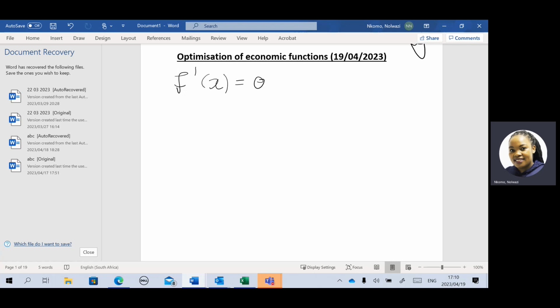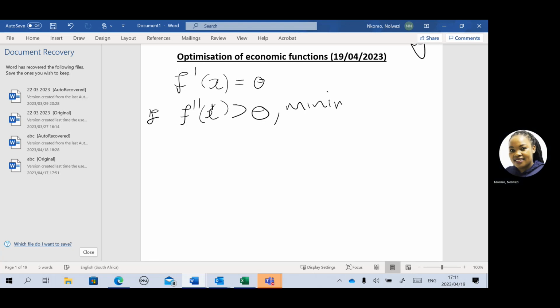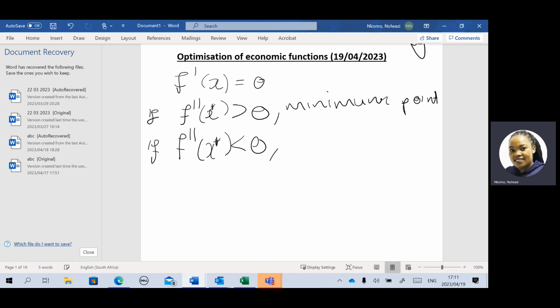Like we said, if f prime prime at x star is greater than 0, then this means we have a minimum point, meaning our turning point is a minimum turning point. And if f prime prime of x star is less than 0, then this means we have a maximum point.